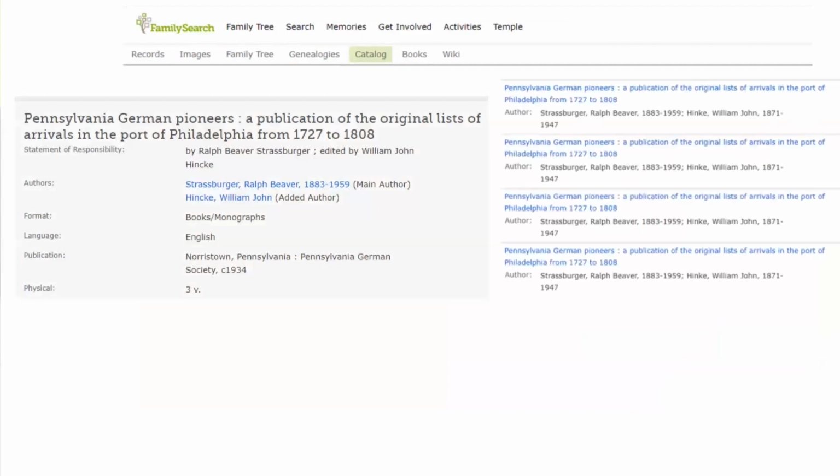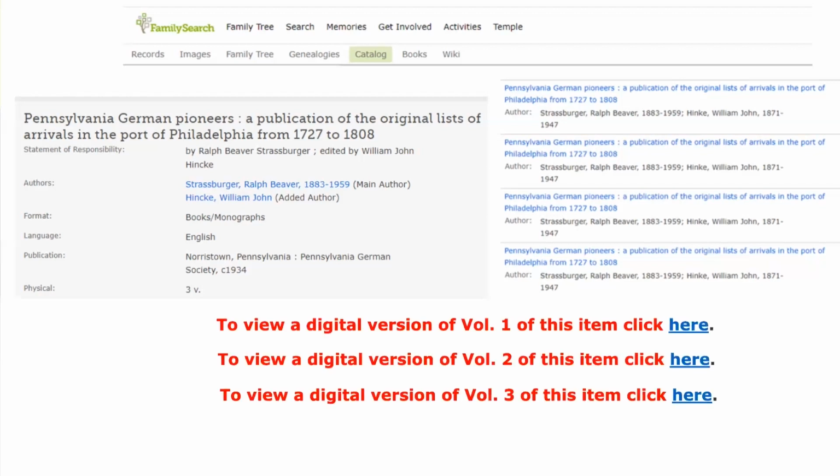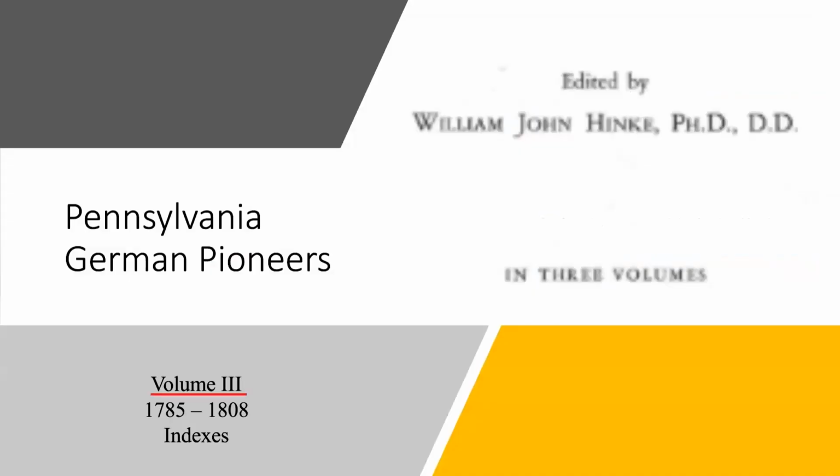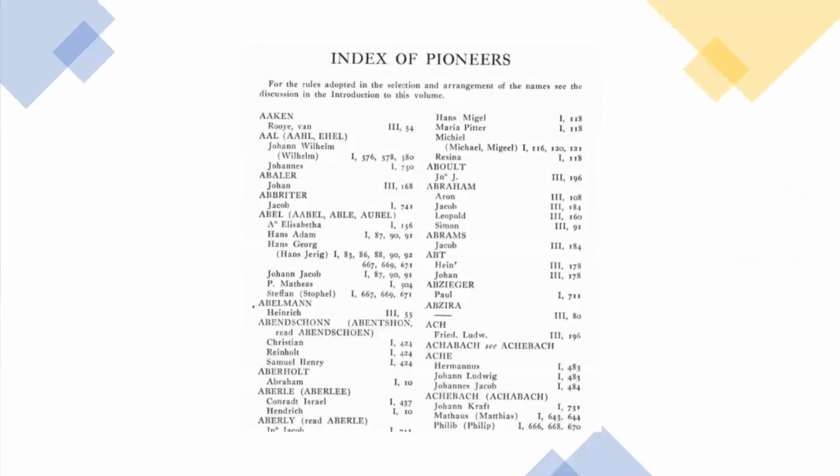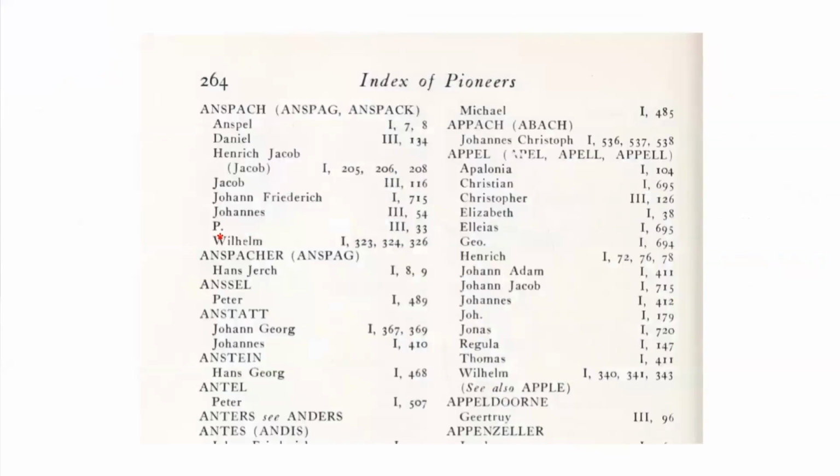Next, scroll down until you come to Pennsylvania German Pioneers. There are several entries, and you may have to click on each one until you come to the one you can click on the digital copies. By clicking on Volume 3 and going to Film Image 297, it will take you to the beginning of the name index. In this example, I'm going to look up Hans Jörg Anspacher or Anspach.